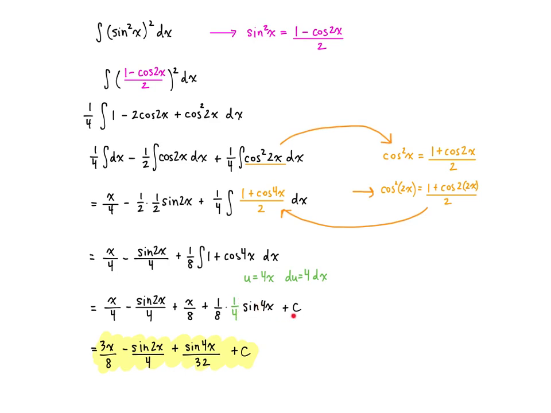So I already substituted back, and we get our final answer here. Combining our like terms of x over 4 plus x over 8, we get 3x over 8 minus sine of 2x over 4 plus sine of 4x over 32 plus c. So all of these just allow us to make nice, easy U substitutions. But sometimes it takes a few steps to get there. If you have questions, let me know.